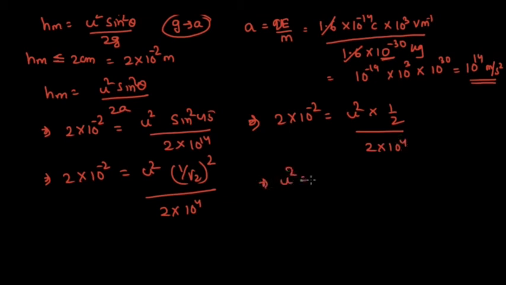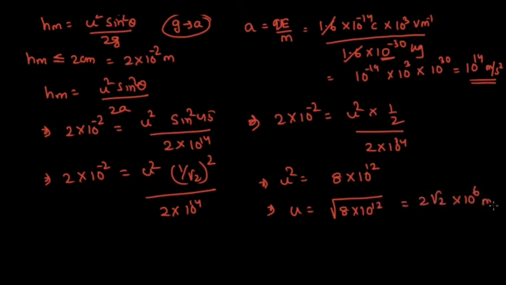That implies u square equal to, bring all these terms to the left side, you'll get 8 into 10 to the power minus 2 plus 14, which means 8 into 10 to the power 12. So u equal to square root of this quantity, 8 into 10 to the power 12, so that will be equal to 2 root 2 into 10 to the power 6 meter per second.